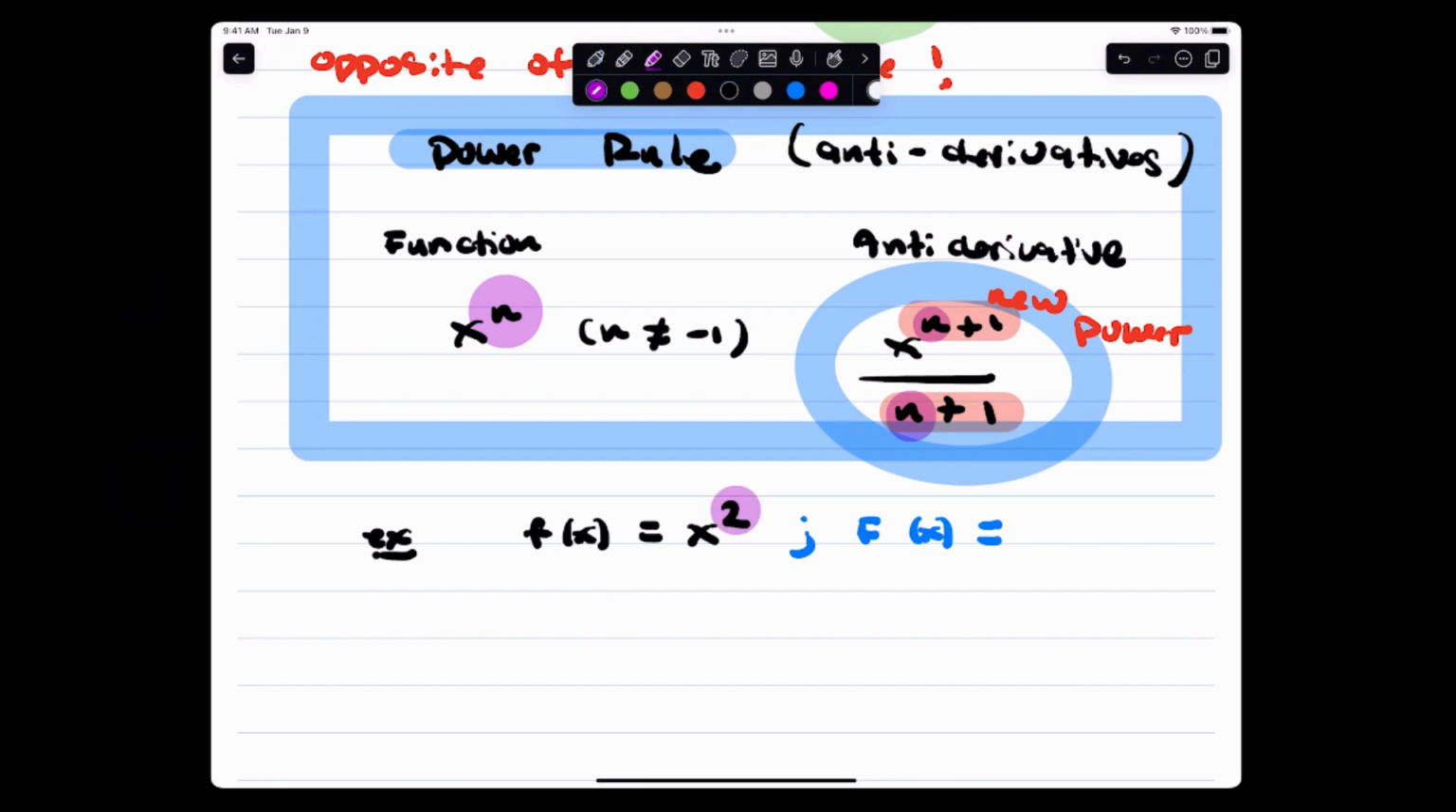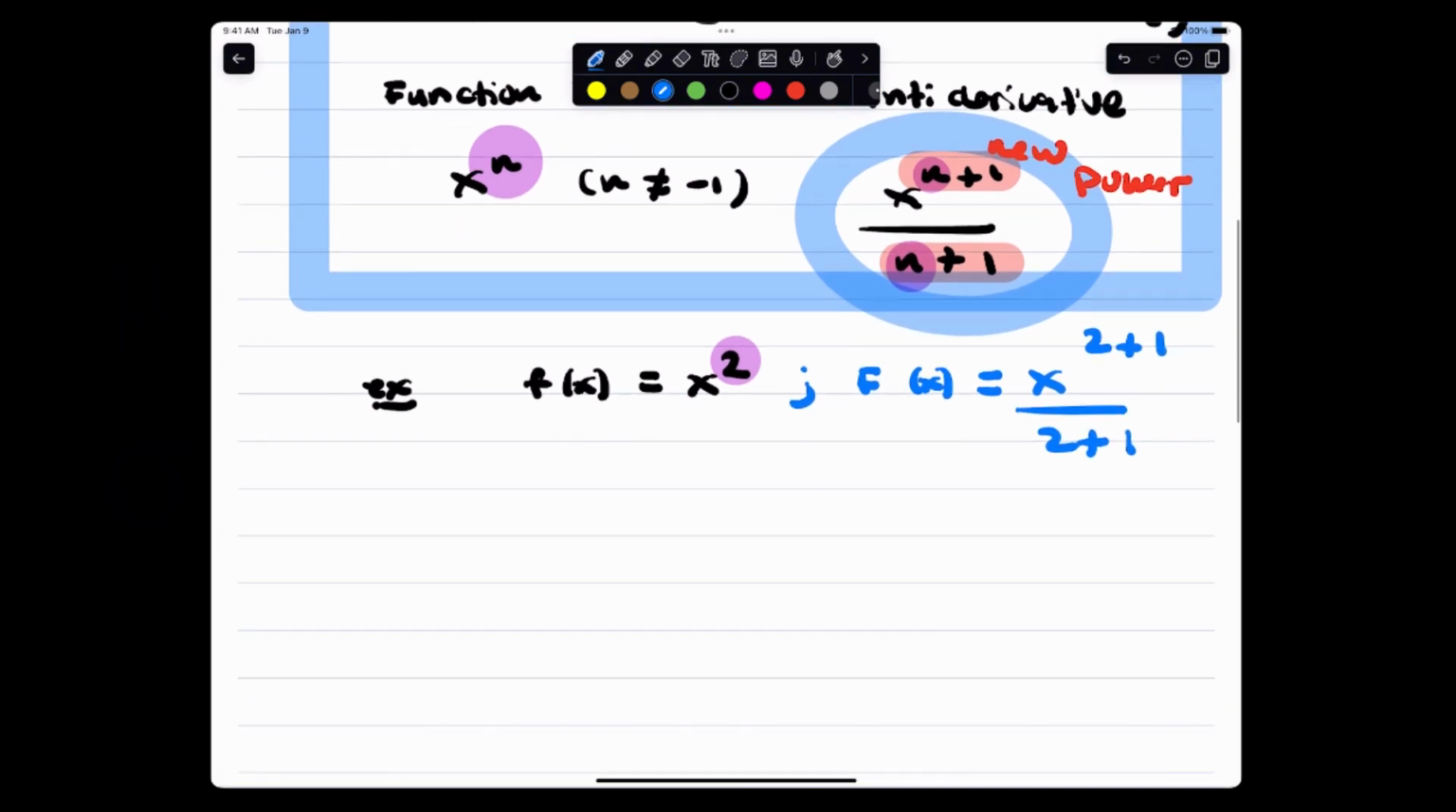You take the 2 and you do what with the x variable? You take the 2 and you add 1. Is that true? Then you divide by 2 plus 1. So what is your antiderivative now? It's x cubed over 3. Easy peasy lemon squeezy? That's it.